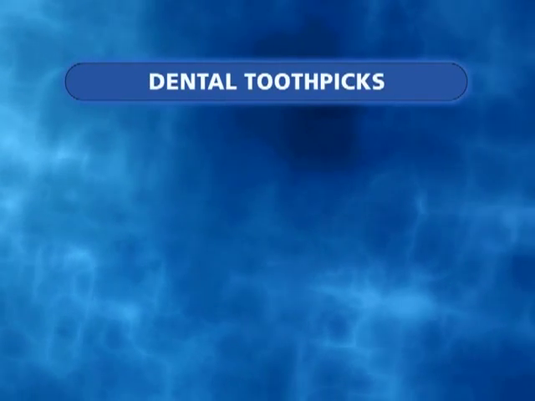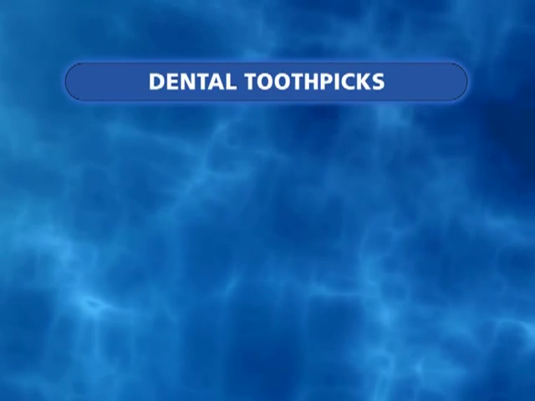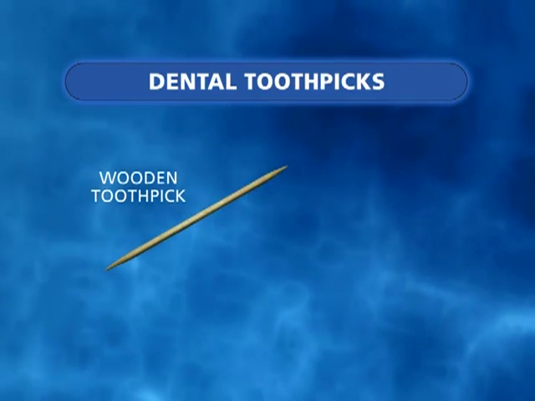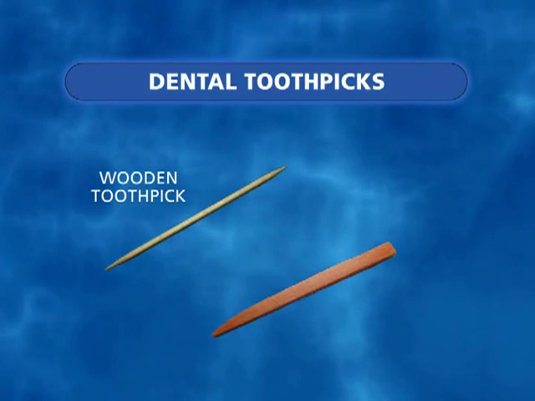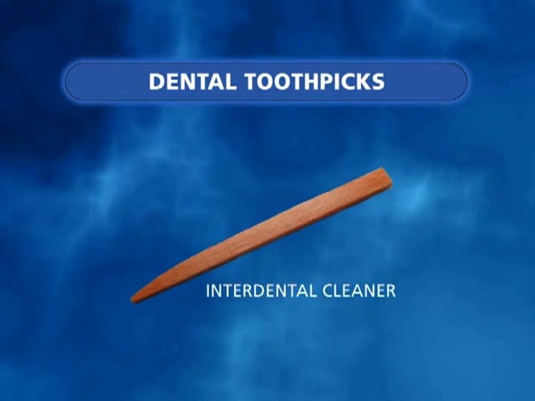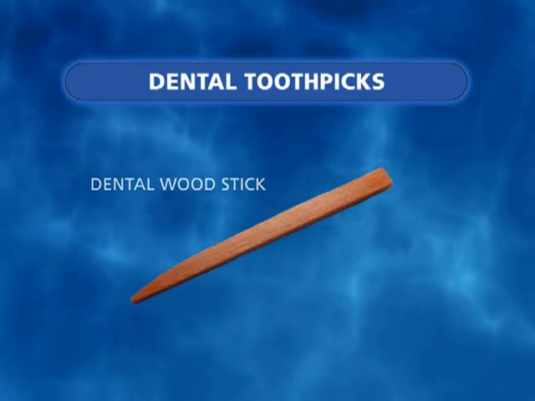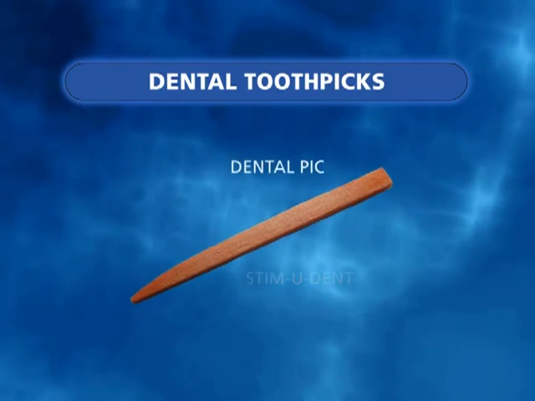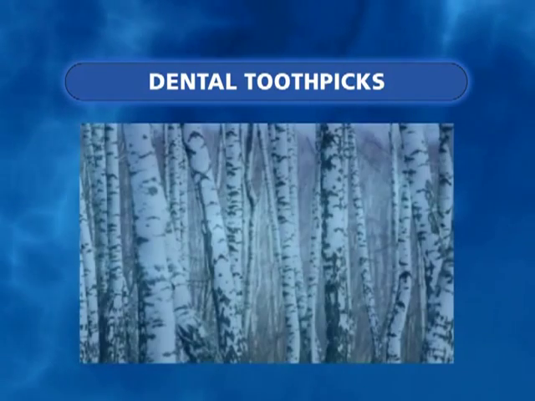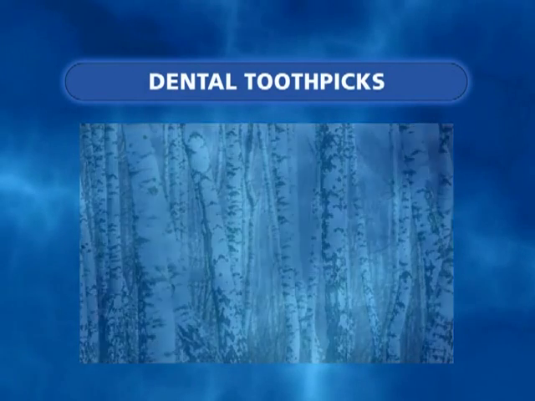Dental toothpicks have been used for many years, and the residents may still like to use this product. Typical wooden toothpicks are good for removing debris, but specially designed toothpicks for dental use are also available. These toothpicks, called interdental cleaners, go by many different names such as dental wood sticks, stimulants, dental picks, soft picks, or go-betweens. They are usually made of wood such as birch, which helps reduce splintering.